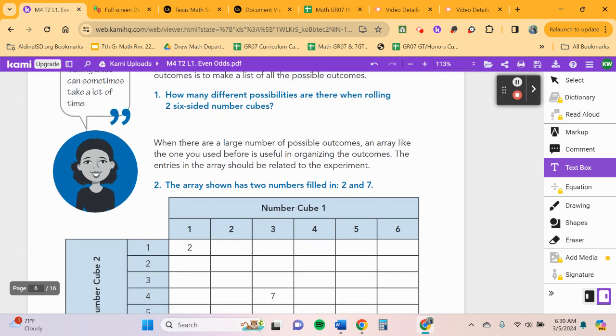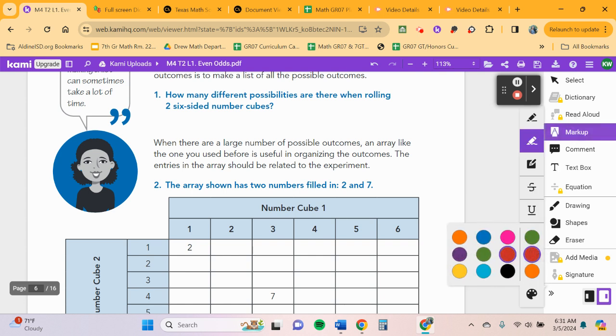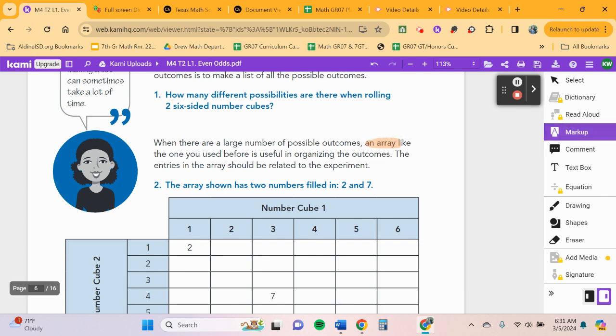Number one, how many different possibilities are there when rolling two six-sided number cubes? We will answer that in a sec. When there are a large number of possible outcomes, an array, like the one you used before, let me highlight that word, an array, remember this is an array, is useful in organizing the outcomes. The entries in the array should be related to the experiment.